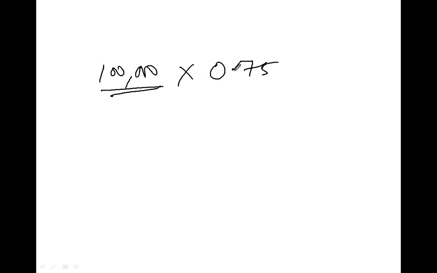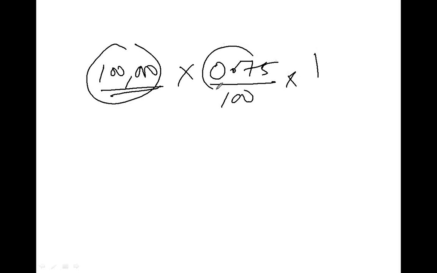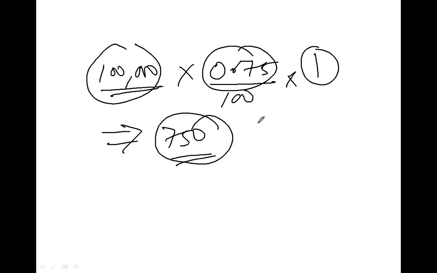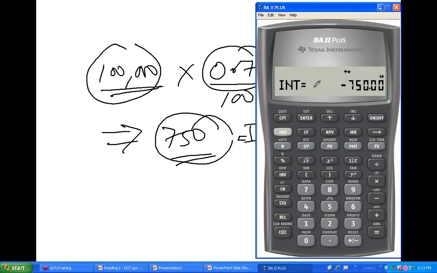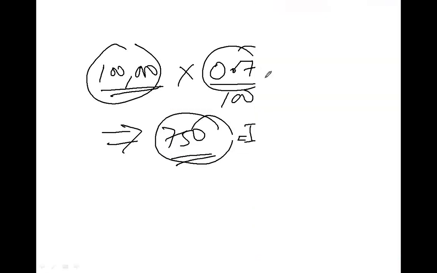So 0.75% is the rate, and the time is 1 month. So principal times rate times time, 0.75 times 1 month by 100. If you compute this, it will come as 750. So 750 is the interest, and that is what our calculator is also showing us. So the interest is 750. Is it clear?